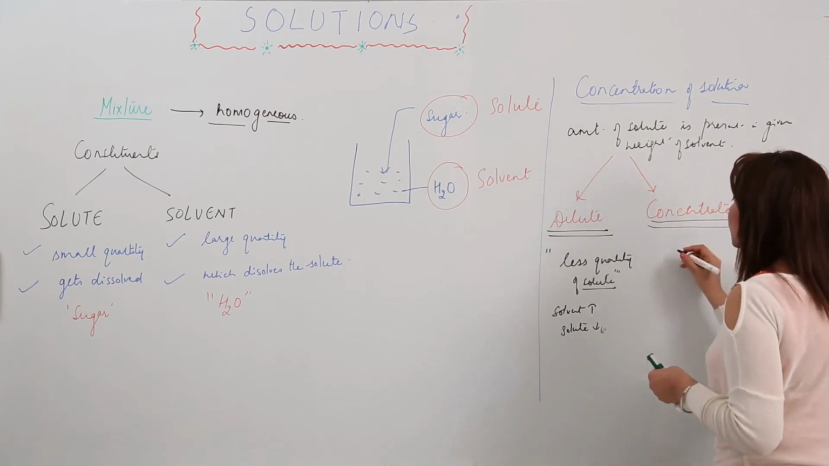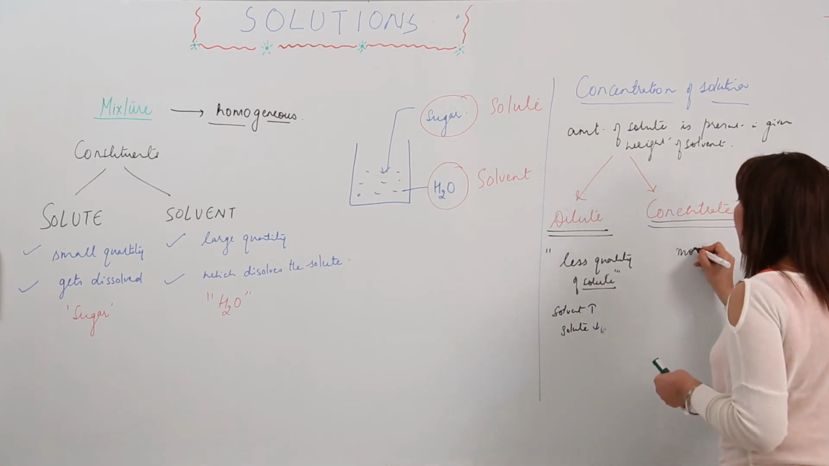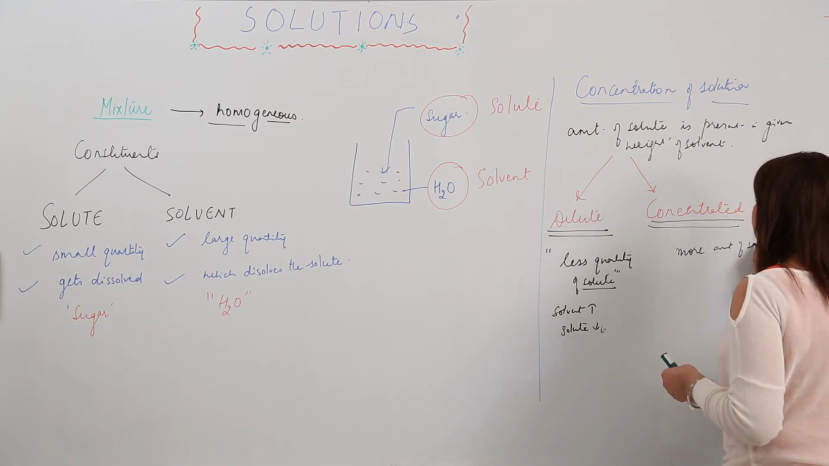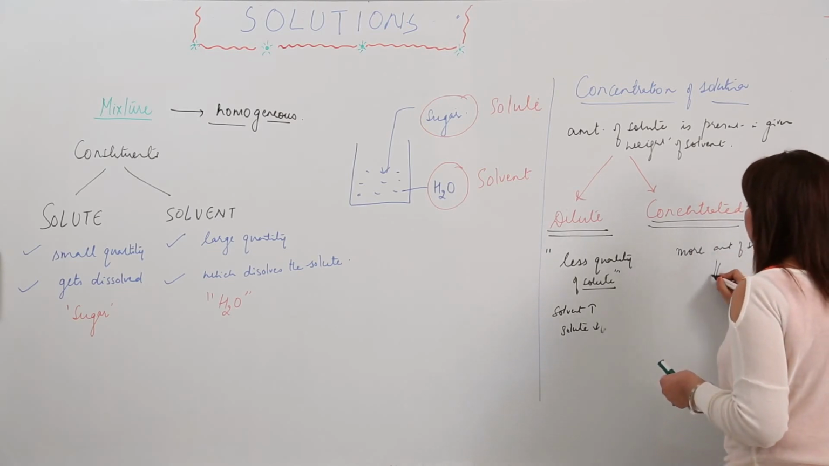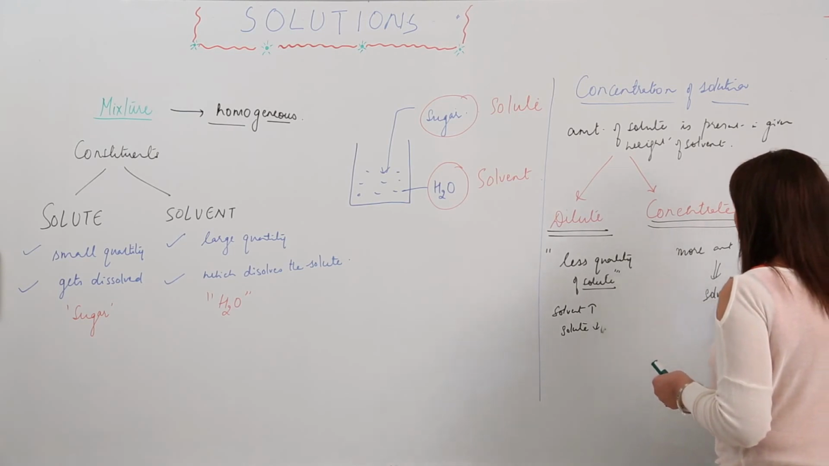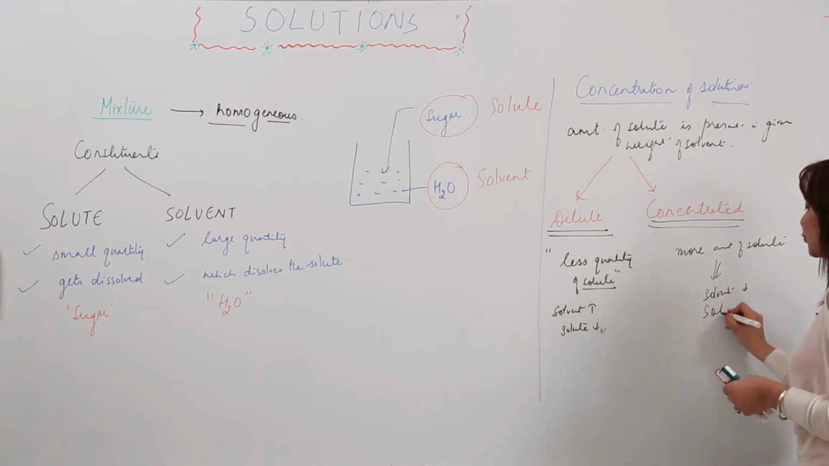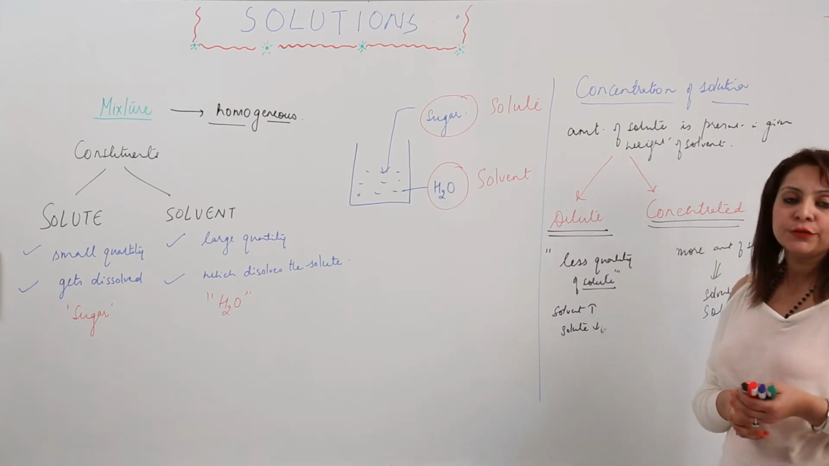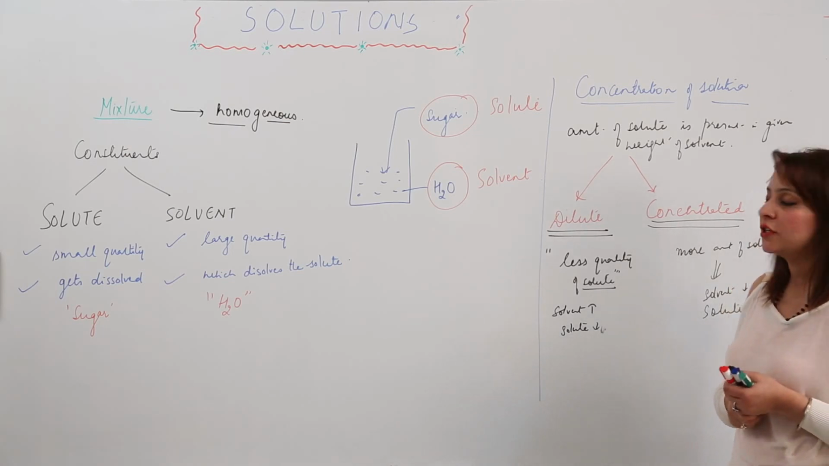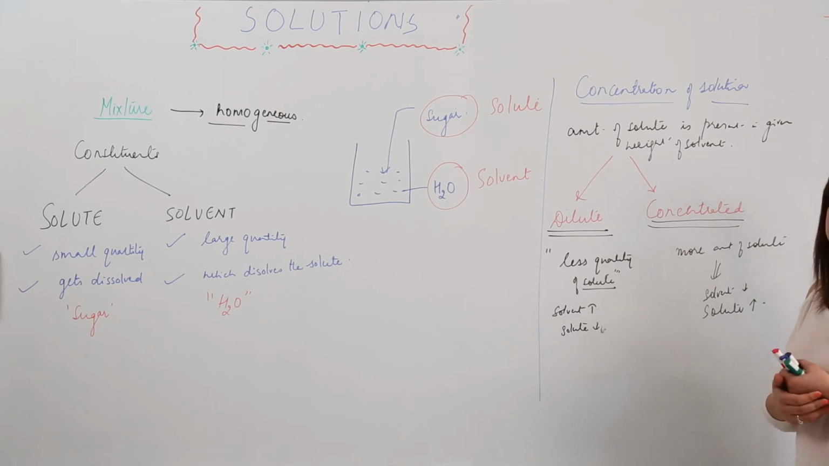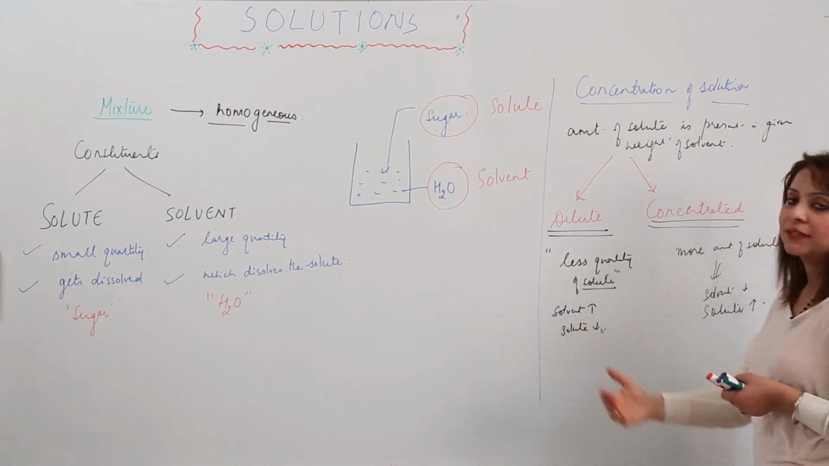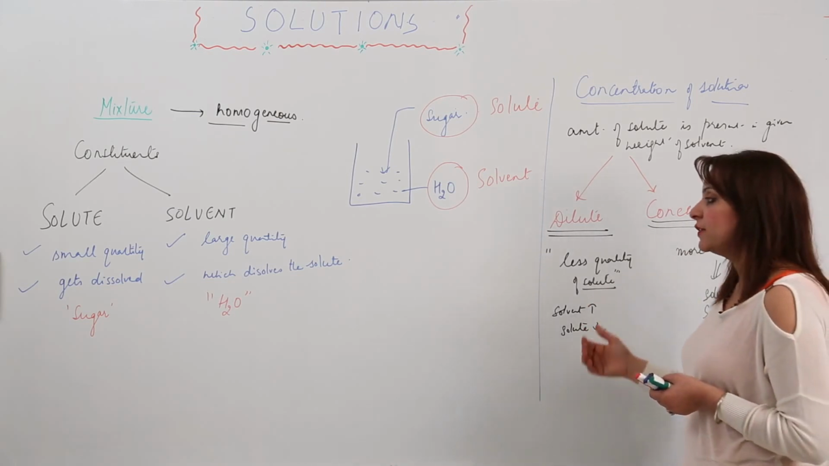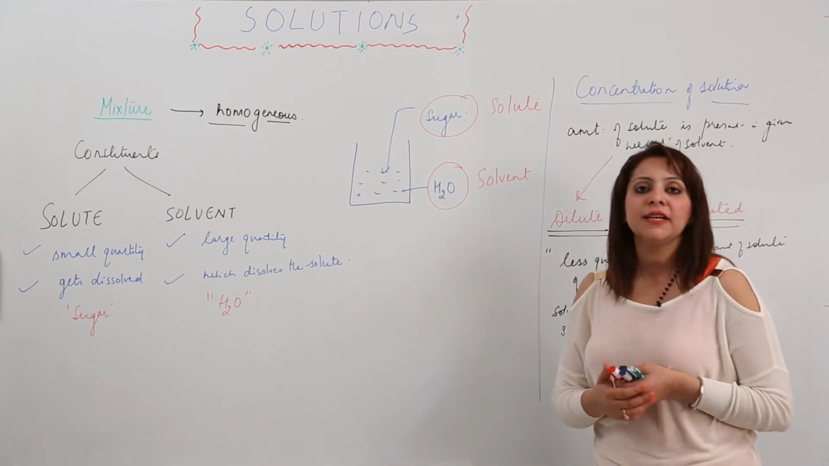And what does concentrated mean? Concentrated means it has more solute as compared to solvent. It means the concentration of solvent is less and the concentration of solute is high. So whenever there is more concentration of solute and less concentration of water, your solution is going to be concentrated. And whenever there is more concentration of solvent and less concentration of solute, it is said to be diluted.